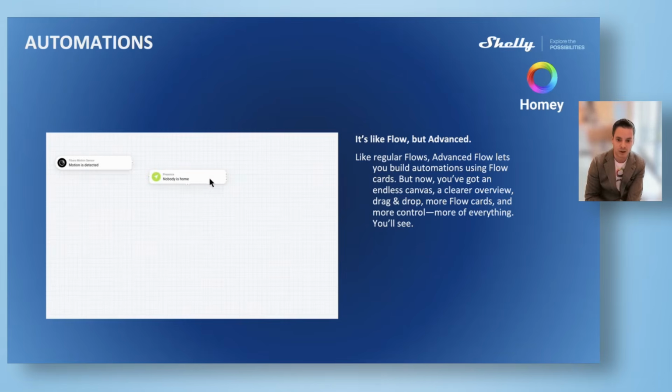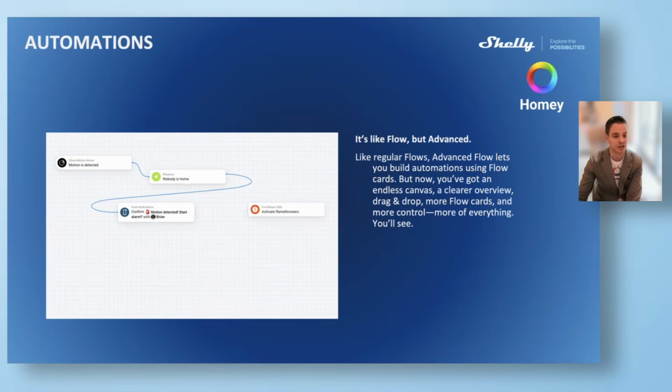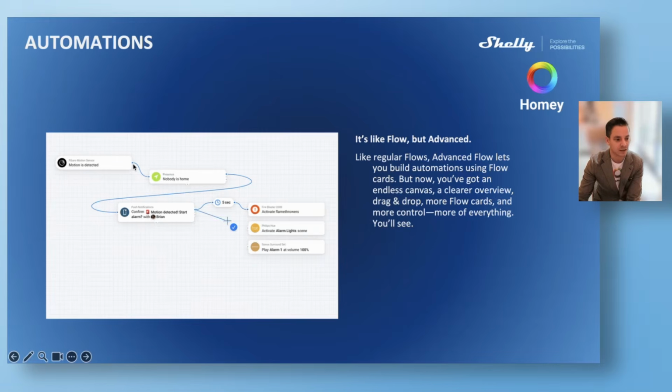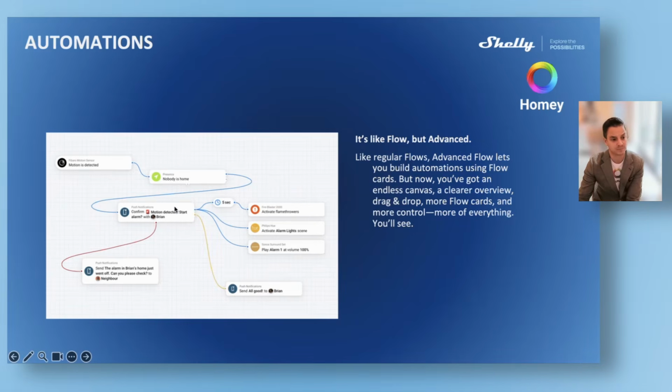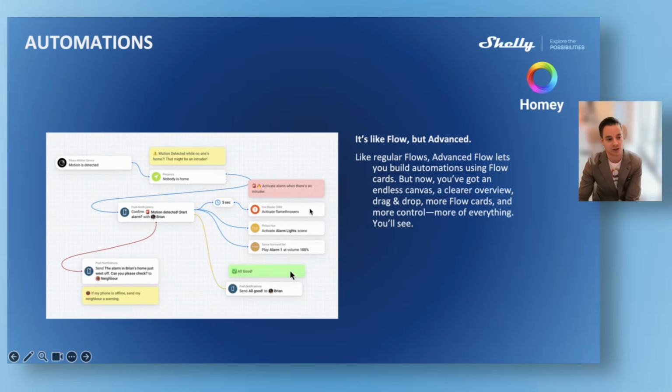But if you want to do more and create more advanced automations, you can do that with Advanced Flows. As you can see, it is just as simple. You draw a line from the When scenario. So there's motion detected here and nobody is at home. If really nobody is at home, then you connect it from the top line, which creates a blue line. And then confirm motion detected. If so, wait 5 seconds and then activate the flamethrowers.